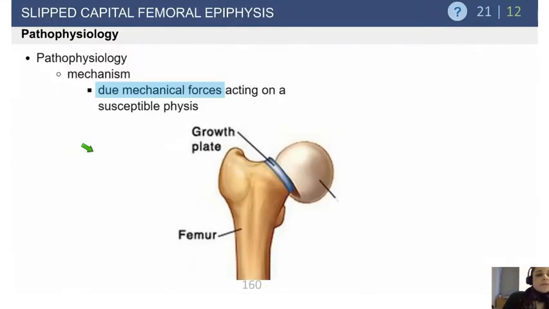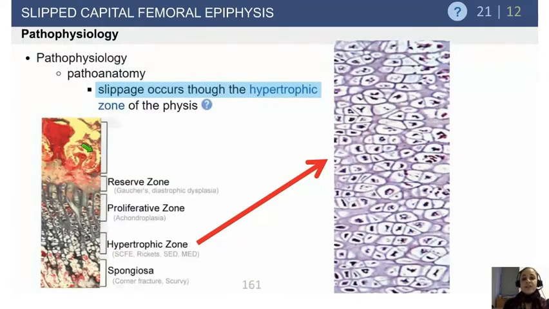So in general, the pathophysiology of slipped capital femoral epiphysis is due to abnormal mechanical forces acting on a sick physis. So you have an abnormal physis and abnormal mechanical forces. You need both of these components to create a slip. The slippage tends to occur through the zone of hypertrophy, or the hypertrophic zone of the epiphysis. This is also the same place where rickets and the dysplasias tend to occur.